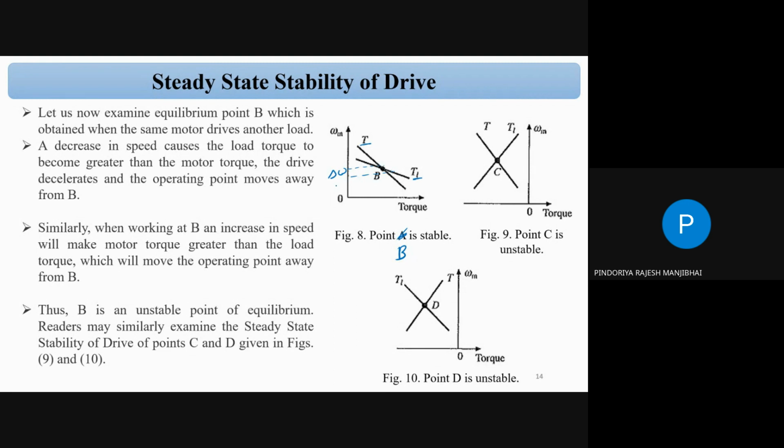Okay. Now we can discuss in detail point C, which is unstable, figure number 9. You can decrease the load torque and decrease the motor torque. Otherwise, you can increase the motor torque and increase the load torque, and you can give the delta omega m. Then you can see the condition T equal to TL is not satisfied.